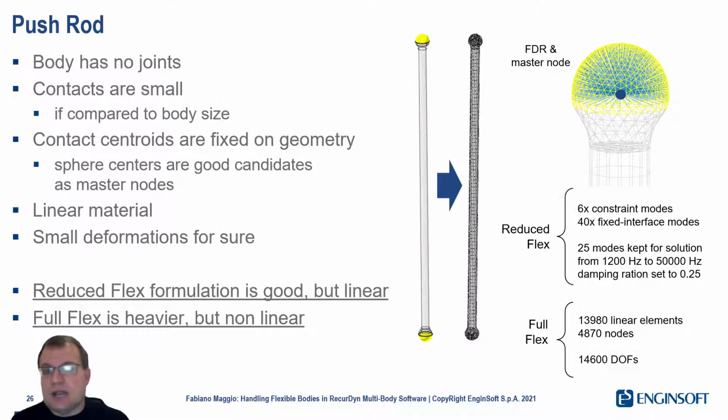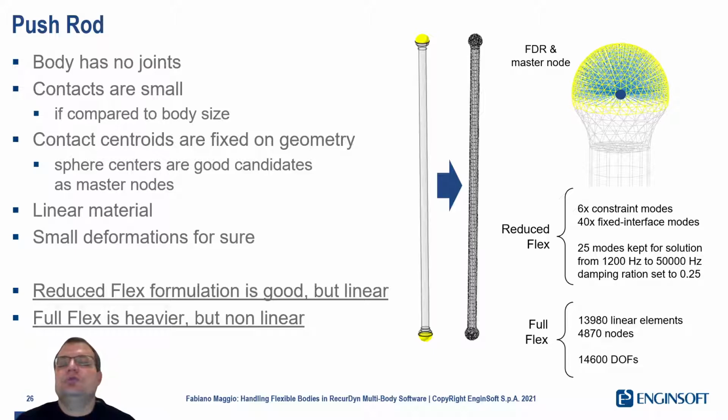The point is how? Because as said, we have two options in RecurDyn. We can use either full flex approach or reduced flex. We know that using full flex we have everything, but the computational time will be higher because of a larger number of degrees of freedom.